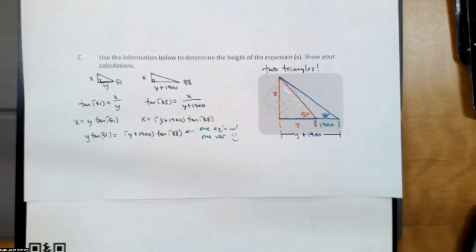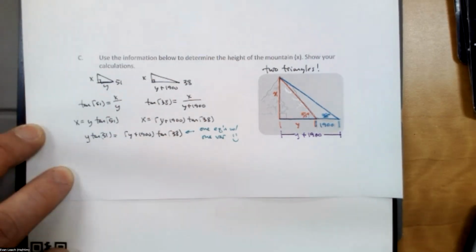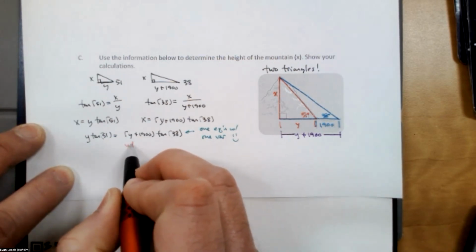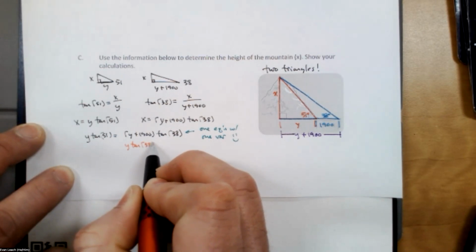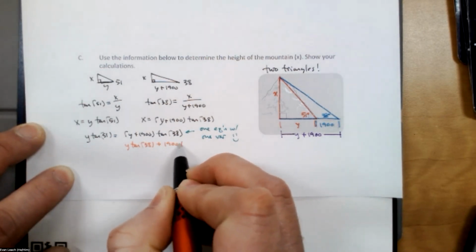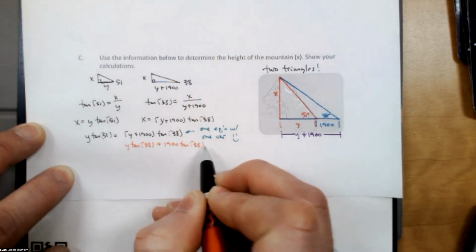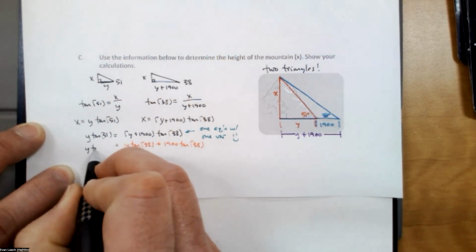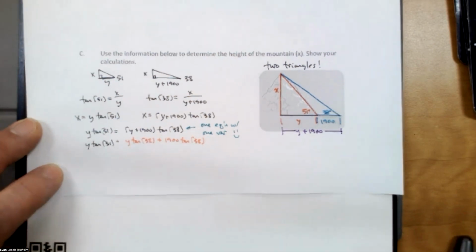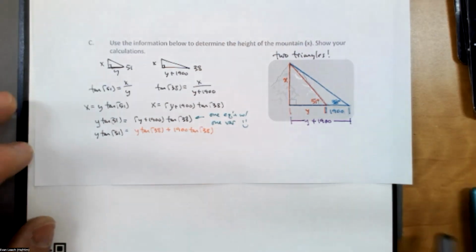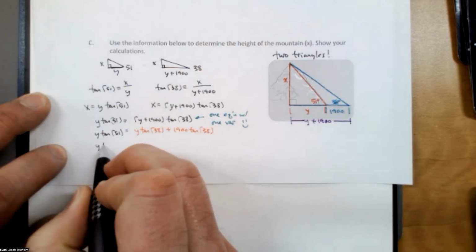To do that, I'm going to have to multiply out this side. So I'm going to say y times tangent of 38, and I'm going to say 1900 times the tangent of 38. Now I'm going to get all the y terms on one side. Now that I've got the y out of those parentheses, I can gather those on one side.